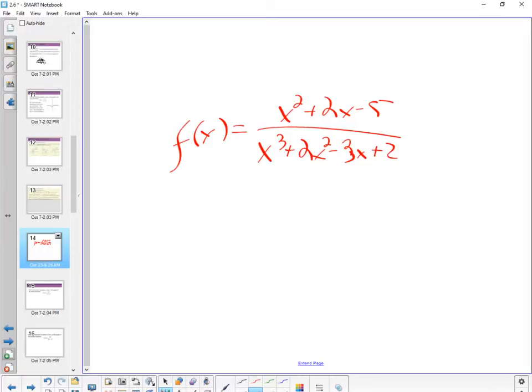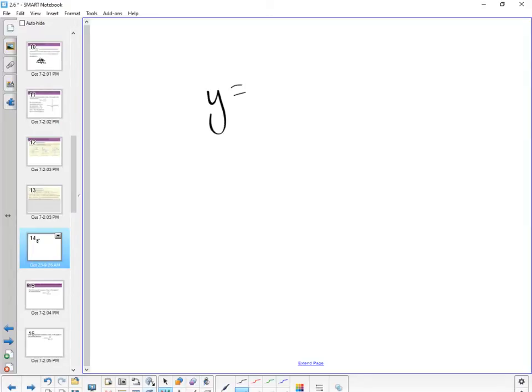I don't know, I made those up. What's the degree of the top? 2. What's the degree of the bottom? 3. The top is less than the bottom, correct? Then that means that when I graph this thing, the x-axis is going to be the asymptote. It's going to be a horizontal asymptote. That's all it's saying. And I think that you have seen that before in the example y equals 1 over x.